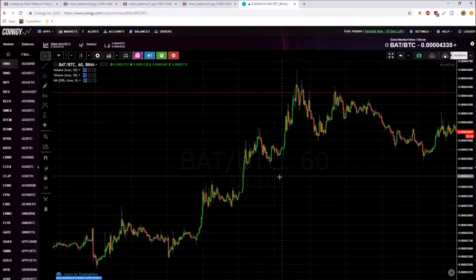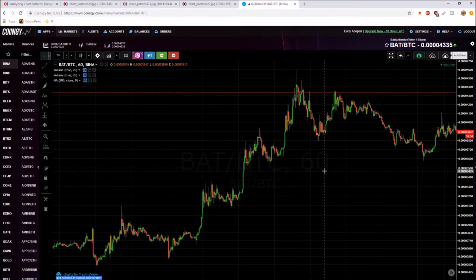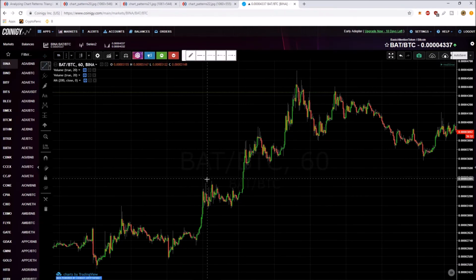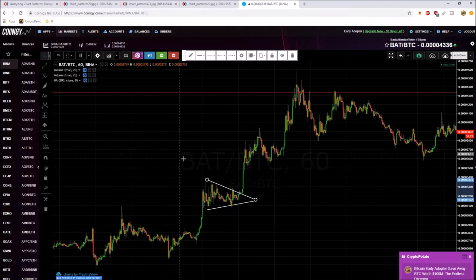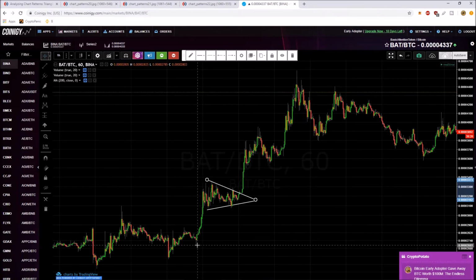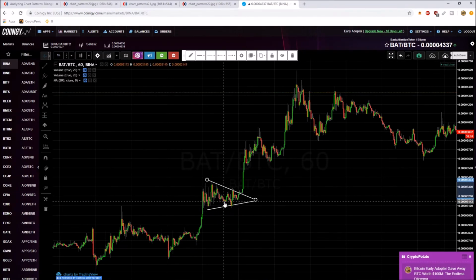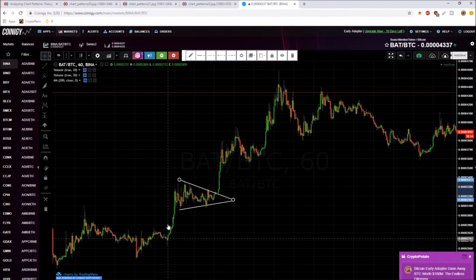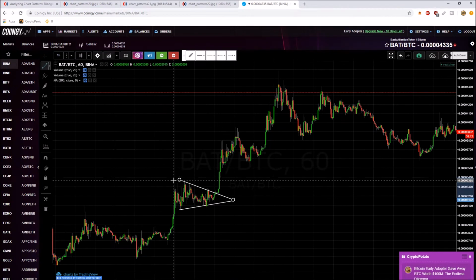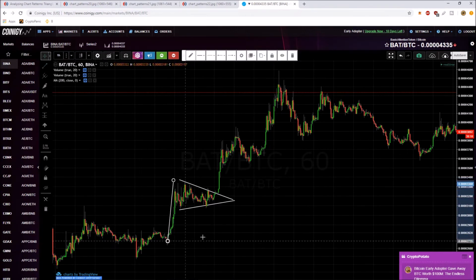There's a ton of triangles right here at Basic Attention Token. So just to start, drawing a couple of them. There's a triangle here, okay? And so again, this is kind of a pennant, but it's a triangle. So you've got a move higher, your flagpole or pennant pole here, and it's a continuation pattern.